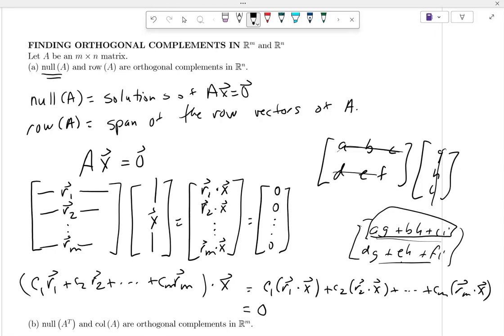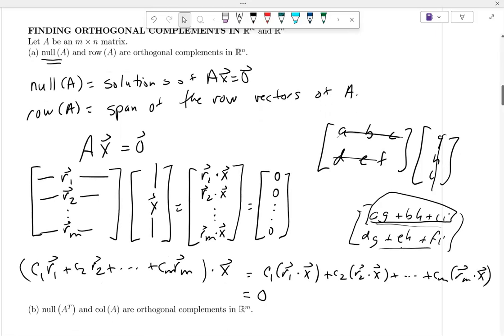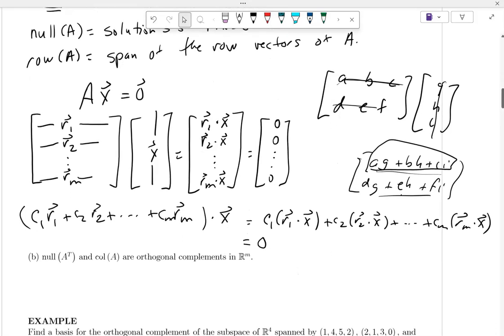So certainly anything in the null space is orthogonal to everything in the row space. And if something is orthogonal to everything in the row space, it's orthogonal to R1, R2, and Rm, and it'll be a solution to the homogeneous system. It works both ways. So they really are orthogonal complements to each other. This gives us some insight on how we can find the orthogonal complement. In any event, they are orthogonal complements to each other. That's the big thing. Why is the next one true?